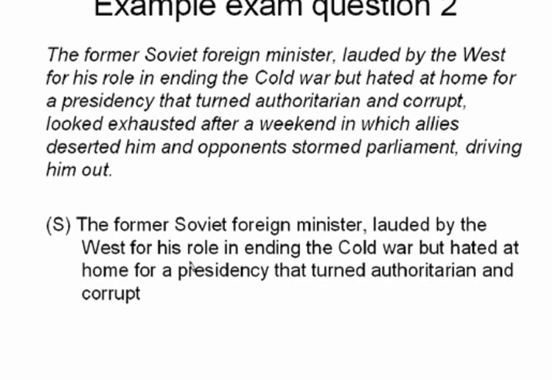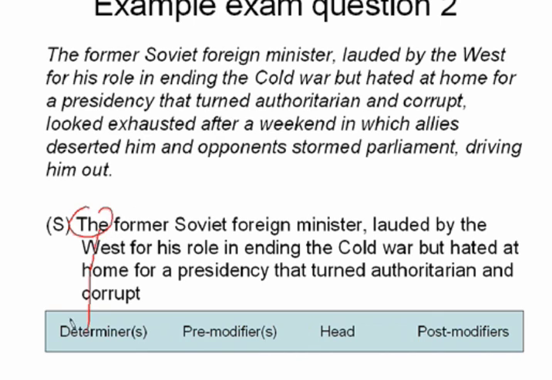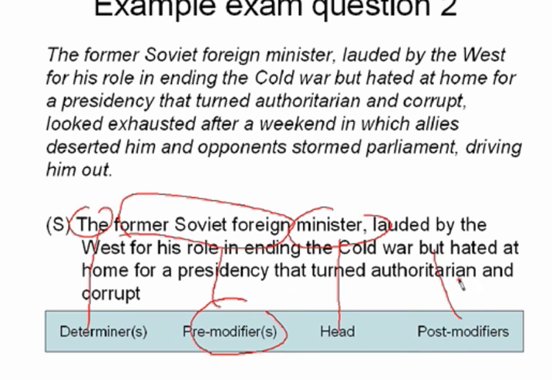One final exam question. Again, a rather long sentence, but you can discover that the subject is all the way to corrupt. So, somebody looked exhausted. When? After a weekend. So all of this here is a somebody. It could have just been the former Soviet minister looked exhausted, but instead there's a whole load of more information. And here you have the determiner, and the former Soviet foreign minister. The minister is the head, and the former Soviet foreign is the pre-modifier, and the rest is a post-modifier.